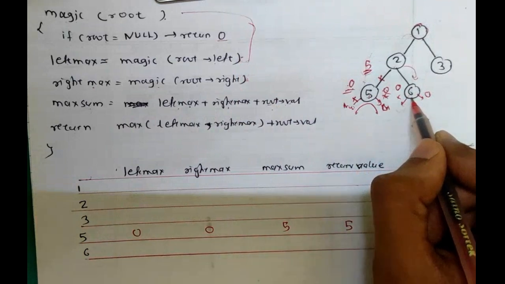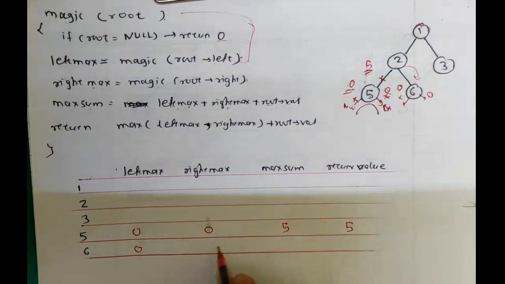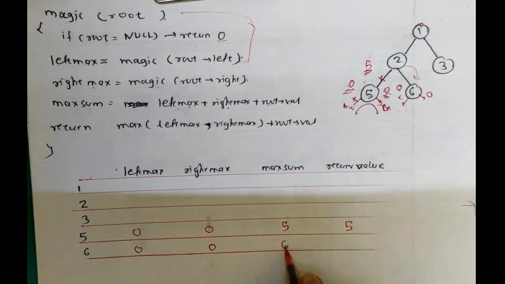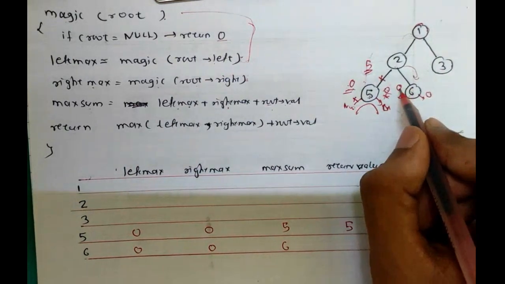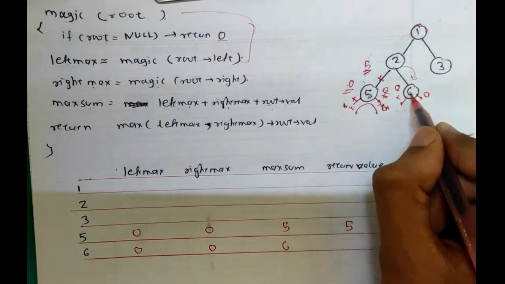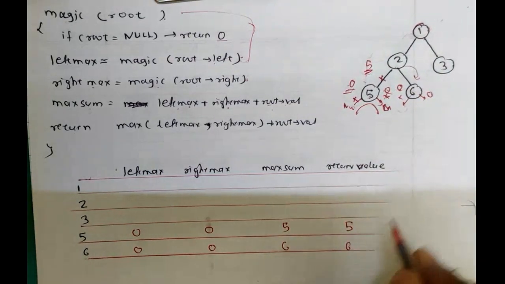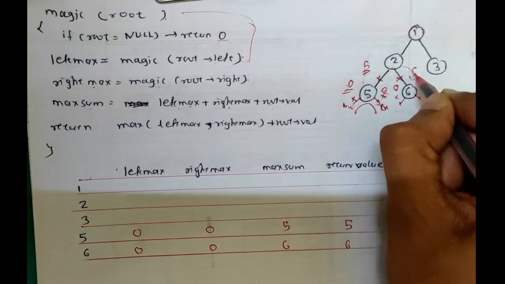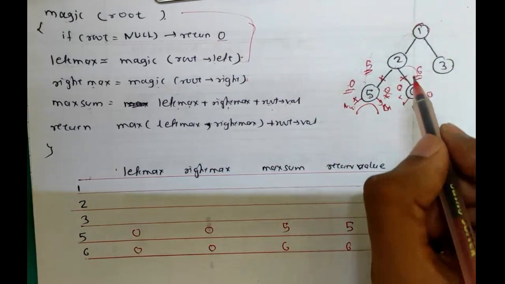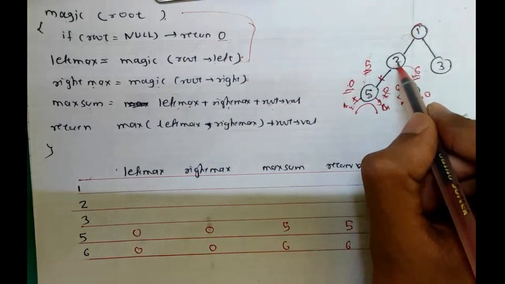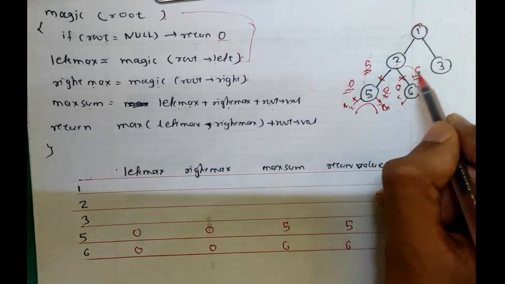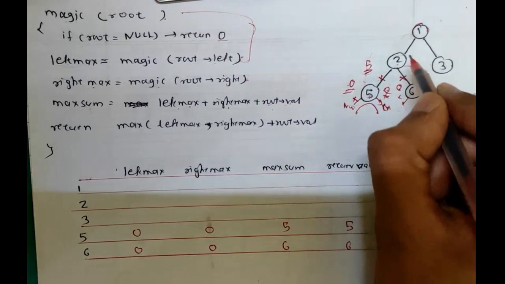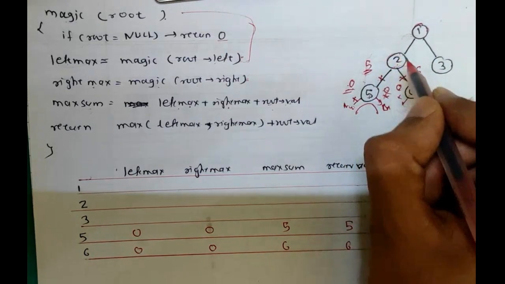As both are exhausted, the maximum sum will be 0 6 and 0. For 6 the left max is 0, right max is 0, and the maximum sum is 0 6 0 means 6, and the return value will be max of the 2 plus the root ka value which is 6. So return value of 6 is 6, so this will get crossed and 6 is returned. 6 is returned, so root ka right is 6. As this left and right are exhausted, this will be the root.